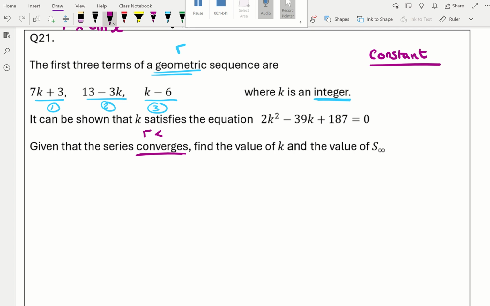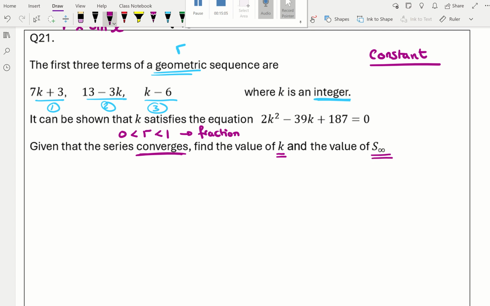Basically, r is between 0 and 1. R is a fraction. That's what it means. So given that r is a fraction, the common ratio is a fraction, find the value of k and find the value of the sum to infinity.